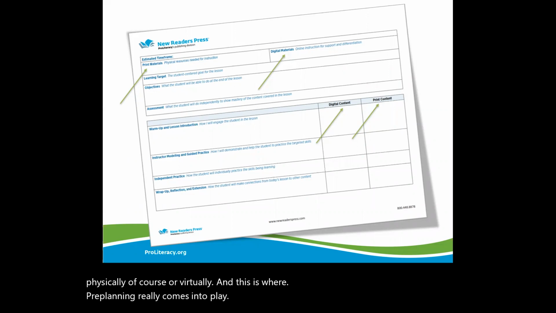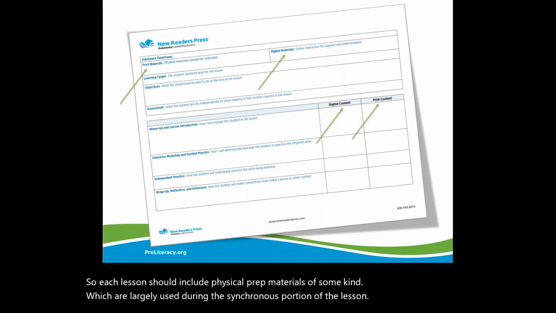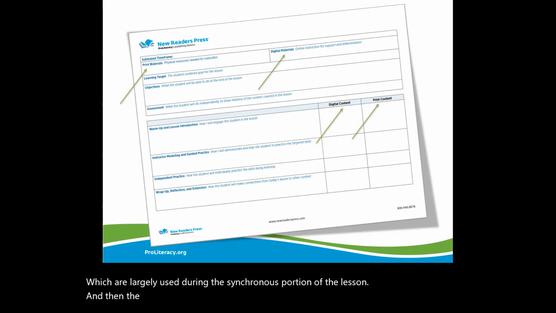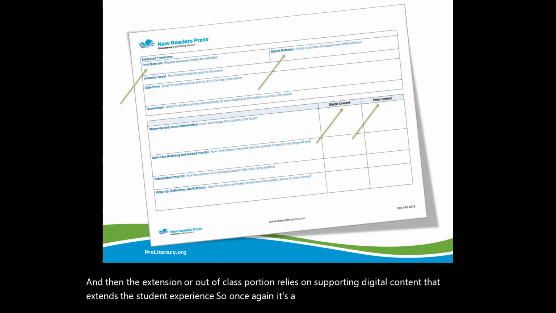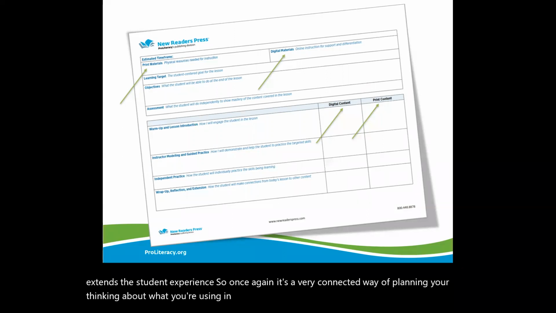So each lesson should include physical print materials of some kind, which are largely used during the synchronous portion of the lesson. And then the extension or out of class portion relies on supporting digital content that extends the student experience. So once again, it's a very connected way of planning. You're thinking about what you're using in class and how out of class digital support can amplify what they learned when they were physically or virtually with you face to face.